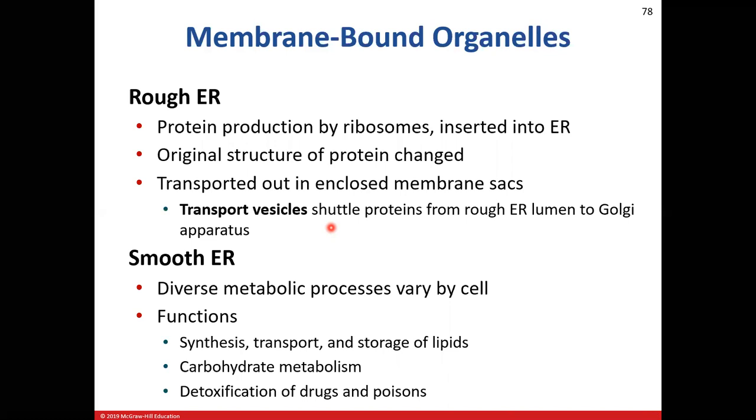Now, the smooth ER typically is involved in more metabolic processes, and they're going to vary by cell. A few of the functions of smooth ER are going to be involved in synthesis, the transport, and the storage of lipids and fats. It's going to be involved in carbohydrate metabolism. And it's also going to be involved in the detoxification of drugs and poisons. One of the other functions, which we'll see when we get into muscle contraction, is that it's essentially going to be a storage for calcium.